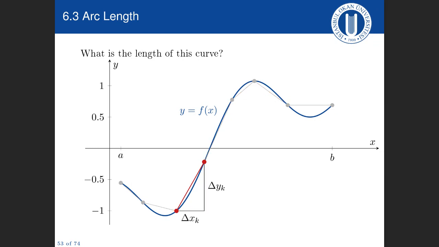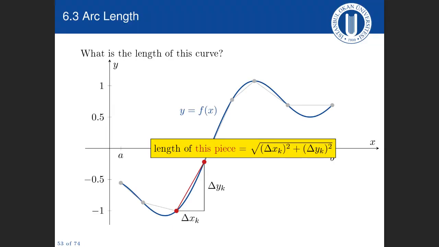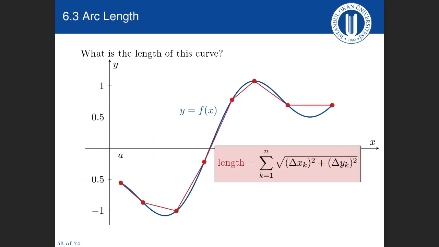What is the length of one of these things? Well, on this red piece, for example, x changes delta xk and y changes delta yk. So of course, by Pythagoras, the length of this piece is the square root of delta xk squared plus delta yk squared. Add them all together, we have our Riemann sum, the sum from 1 to n of the square root of delta xk squared plus delta yk squared.